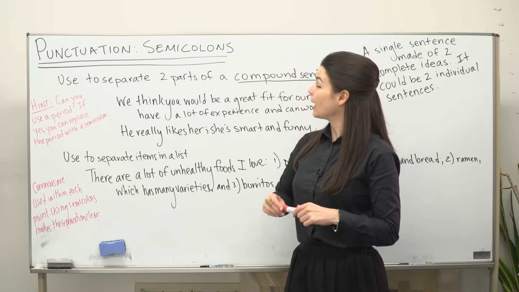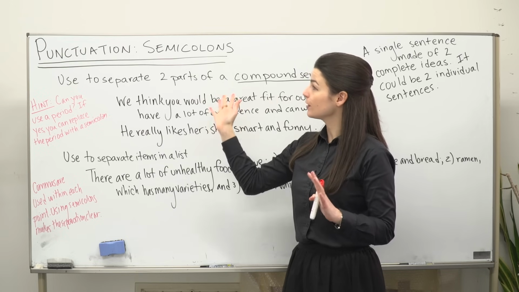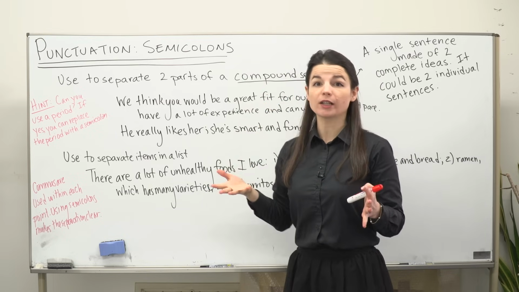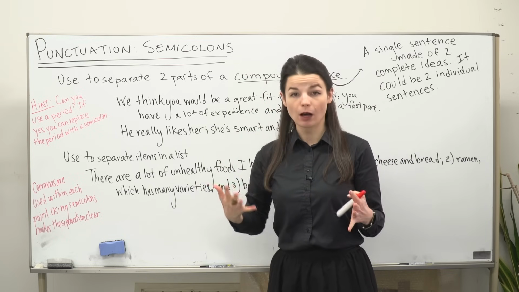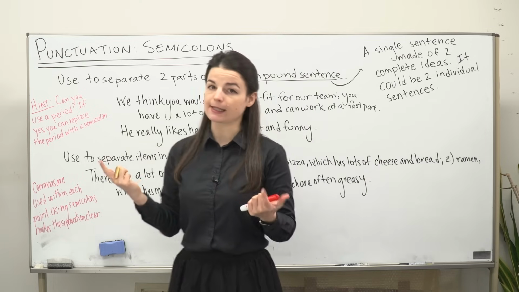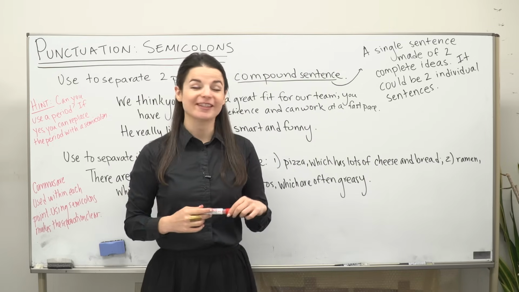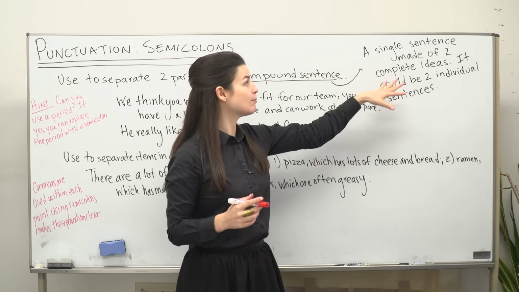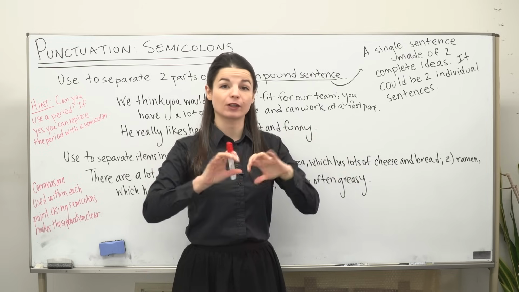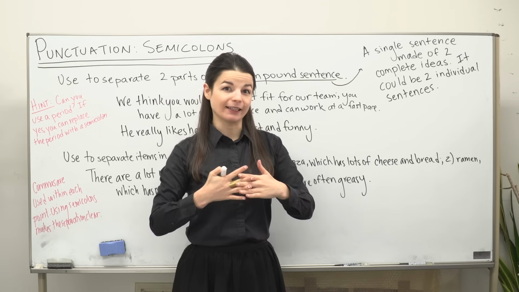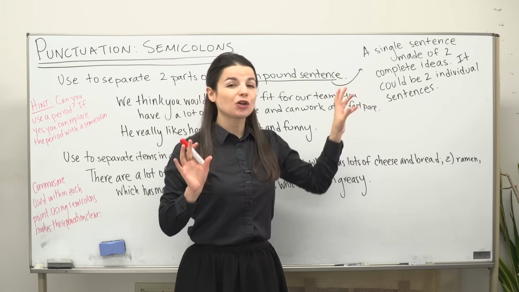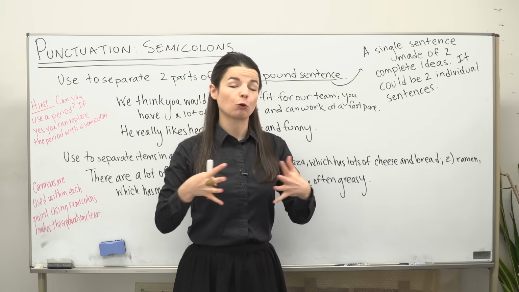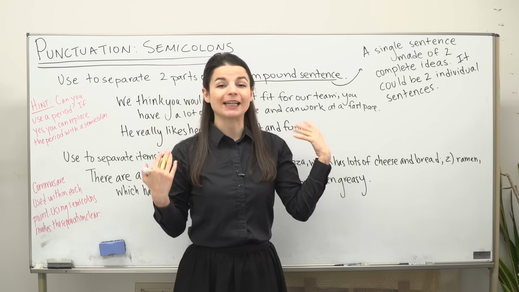The first way I want to talk about is to use the semicolon as a way to separate 2 parts of a compound sentence. If you watched the video we did about how to use commas, you might remember what a compound sentence is. But just to remind you, a compound sentence is a single sentence that is made of 2 complete ideas. So there are 2 ideas together in one sentence. A compound sentence could be 2 individual sentences, but they are linked together maybe by a coordinating conjunction or, as we'll see, by a semicolon.